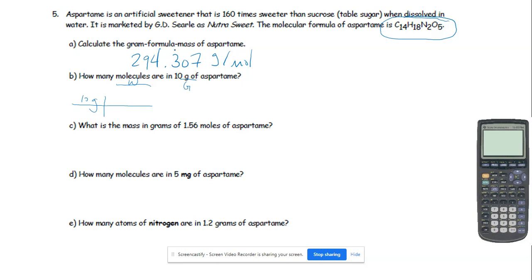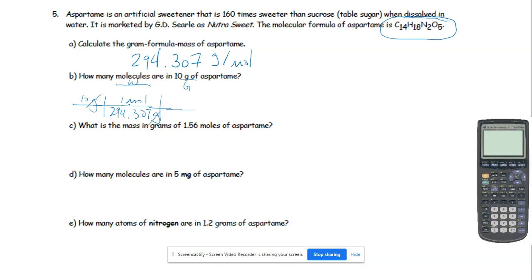And I'm going to use the molar mass that we found here in part A. So we know that there are 294.307 grams per mole. I'm going to put that gram number on the bottom because I have grams on the top and I want it to cancel out, and put 1 mole on the top. I want to turn that into molecules.